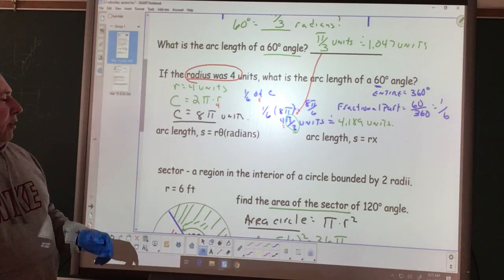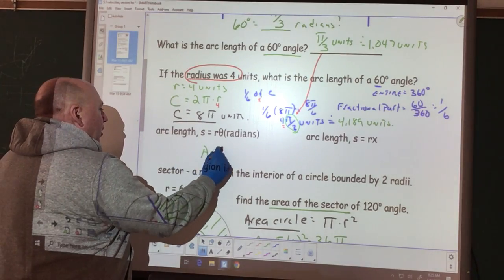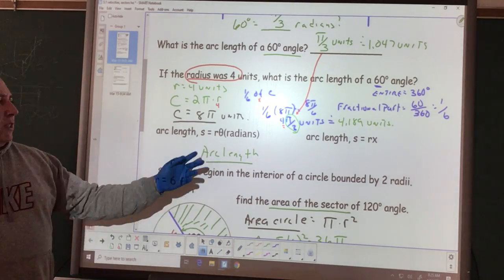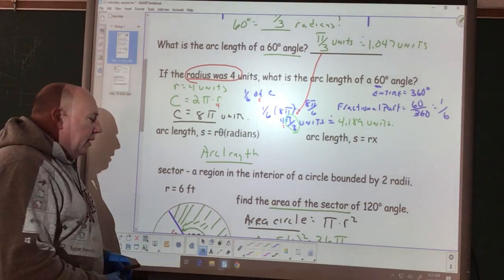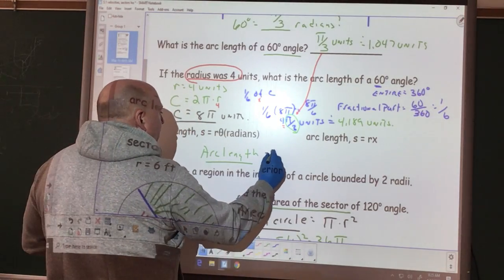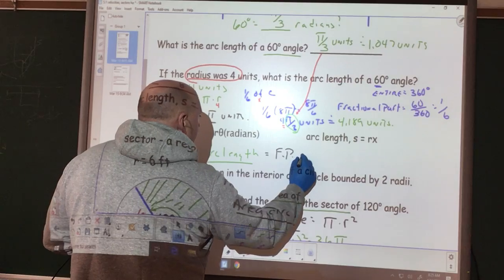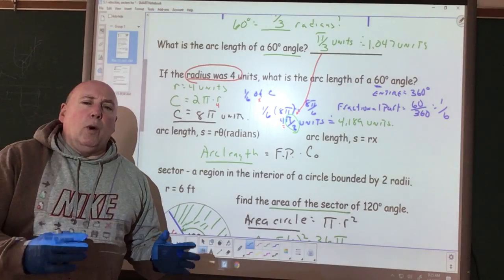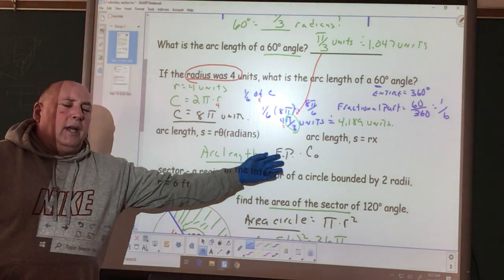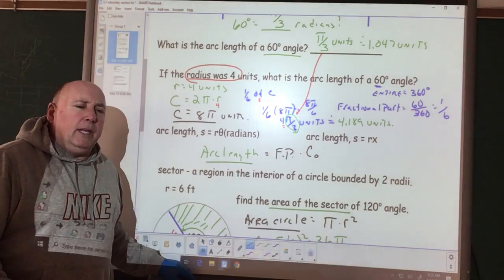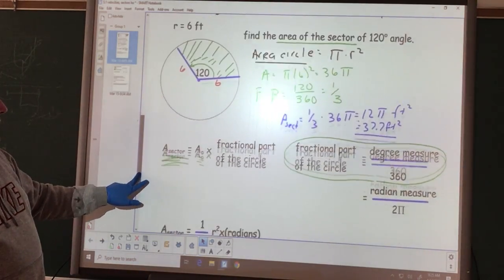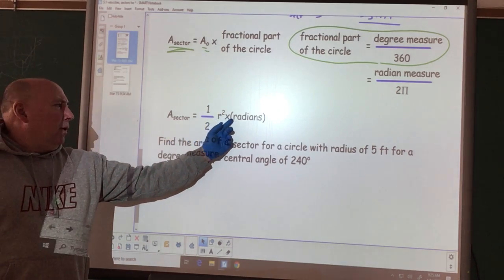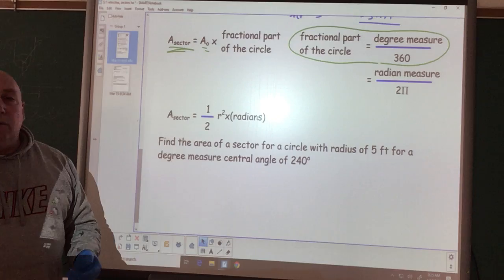when I look at arc length, I can think of it as radius times my degree measure in radians, or I can also think of this as fractional part times the circumference of the circle. So either way is correct thinking about this. I sort of like the fractional part idea. It makes it a little bit easier for me to think through the process. But once again, if I talk about your number of radians, your radius squared times 1/2.